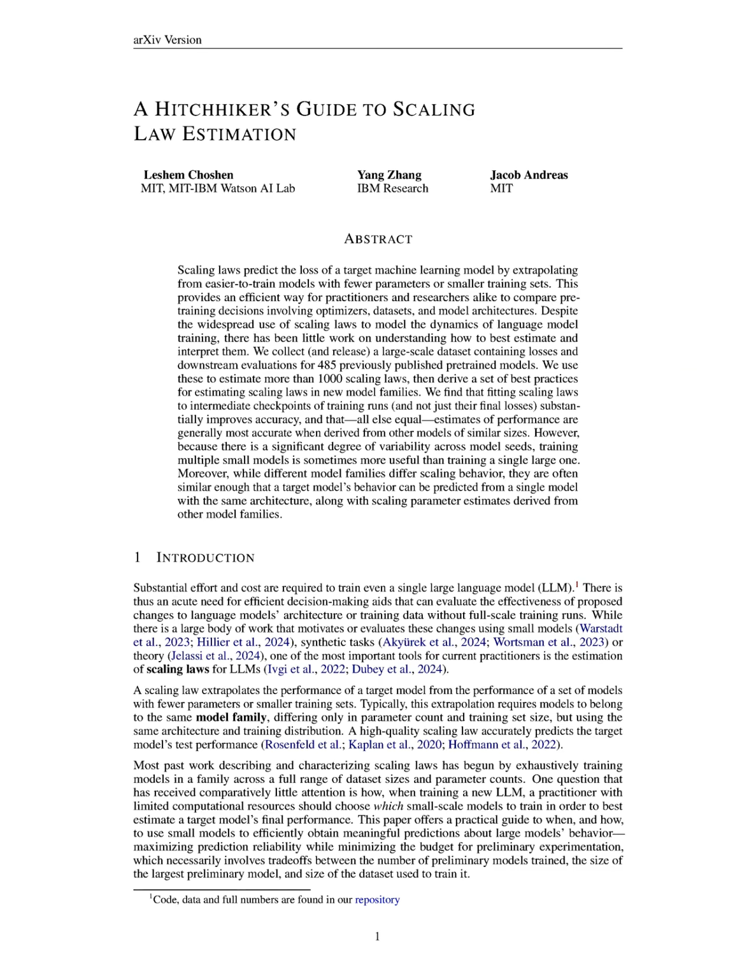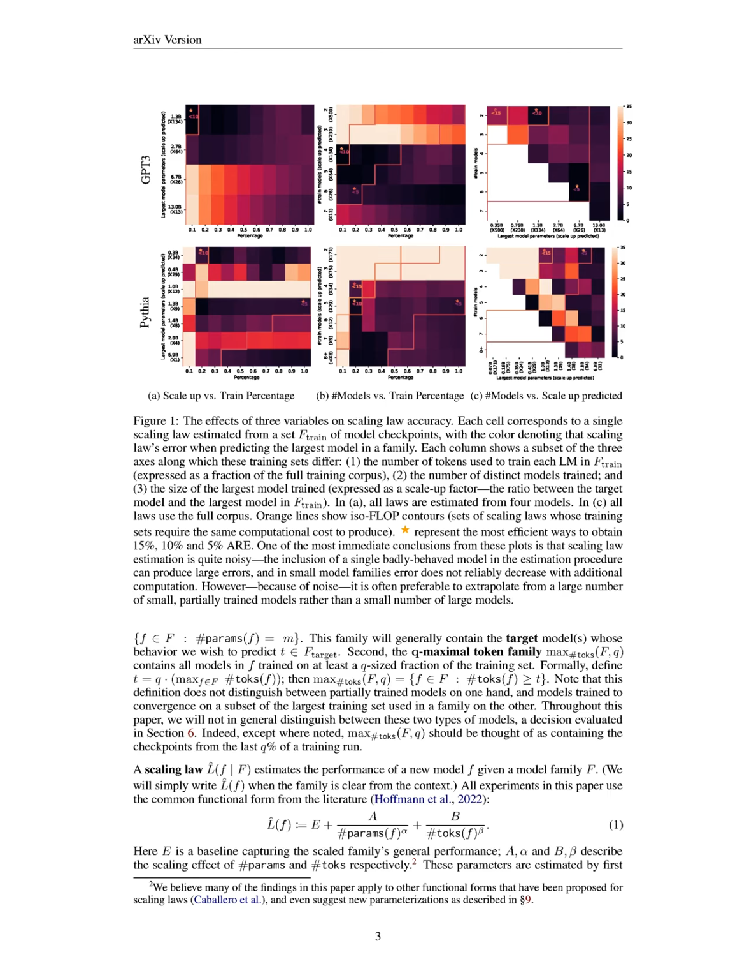The proposed method for predicting the performance of large language models, LLMs, offers several key theoretical and practical benefits over existing methods. Firstly, it allows practitioners to estimate a target model's performance using a diverse set of smaller models, which can significantly reduce computational costs and time associated with full-scale training runs. The method emphasizes the importance of using intermediate training checkpoints, which enhances the accuracy of scaling law predictions, as opposed to relying solely on fully trained models.